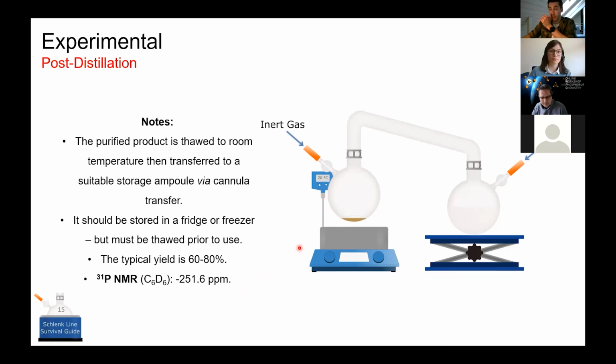And the TMS phosphine is characterized by a high field shift at minus 250 ppm, which is quite similar to what you would observe for phosphine.